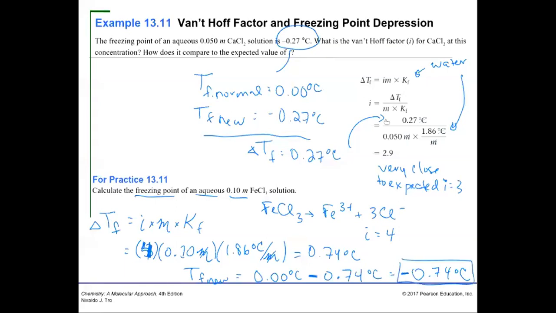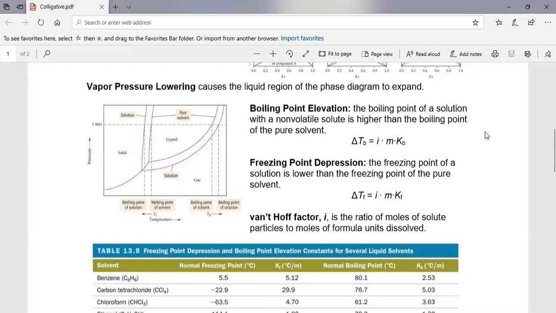As part of the way, when they do salt the roads in winter, they don't use sodium chloride. They use a salt that makes more ions. They also use a salt that tends to be a little exothermic when it dissolves, so that allows it to help melt the ice even more. So those were some examples using our equations for changing boiling points and freezing points.